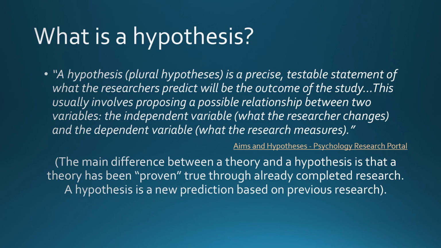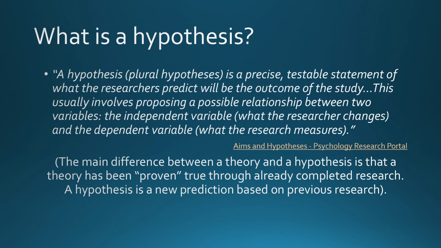A hypothesis is a precise, testable statement of what the researchers predict will be the outcome of the study. This usually involves proposing a possible relationship between two variables: the independent variable, which is what the researcher changes, and the dependent variable, which is what the researcher measures. So the main difference between a theory and a hypothesis is that a theory has been proven true through already completed research, and a hypothesis is a new prediction based on that previous research.